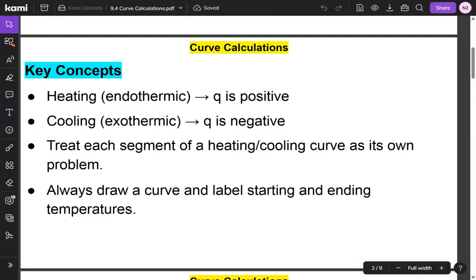Now, when you are working with heating and cooling curves, you may be on different line segments. You'll see what I mean when we get to some examples. You want to treat each segment of a heating and cooling curve as its own problem. And again, you'll get the context when we look at an example. And finally, you should always draw a curve and label the starting and ending temperatures.